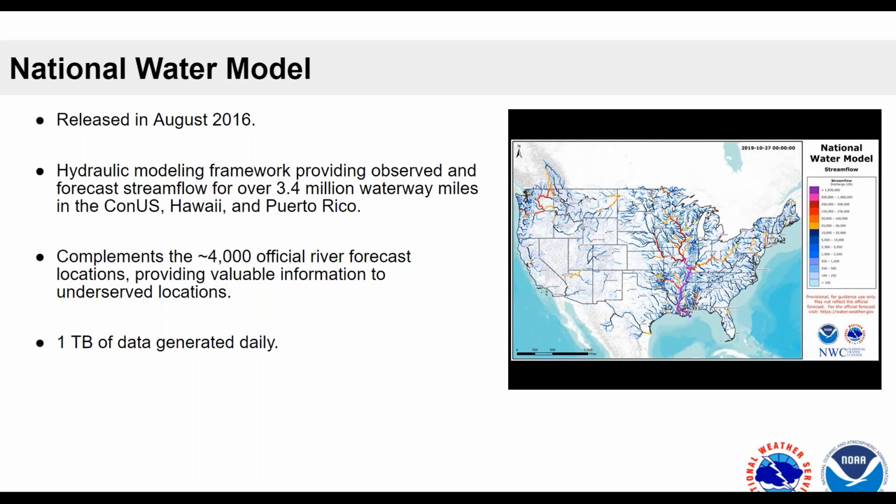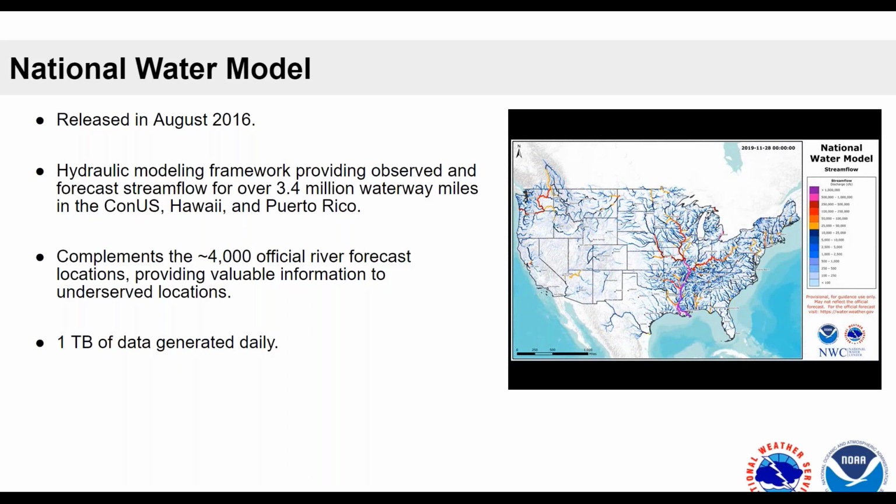This new guidance complements the approximately 4,000 official river forecast locations across the Weather Service, and those are gauged locations. So the real value of the National Water Model is it helps us provide valuable hydrologic information to areas that previously had none. In total, we generate about 1 terabyte of data daily from the National Water Model.